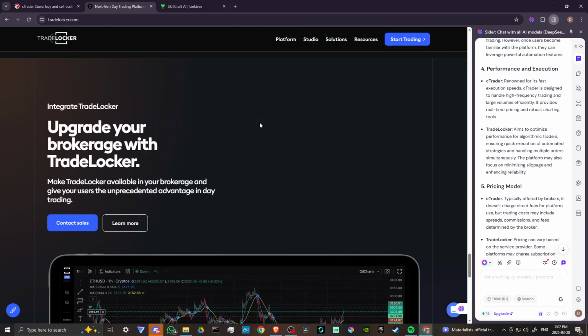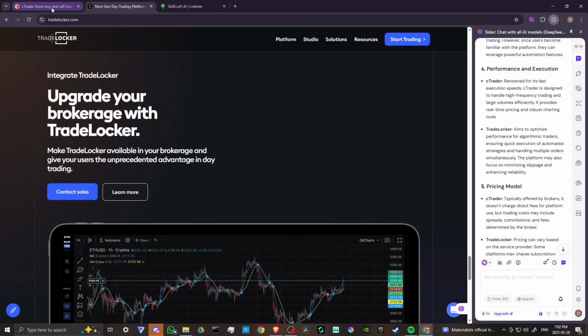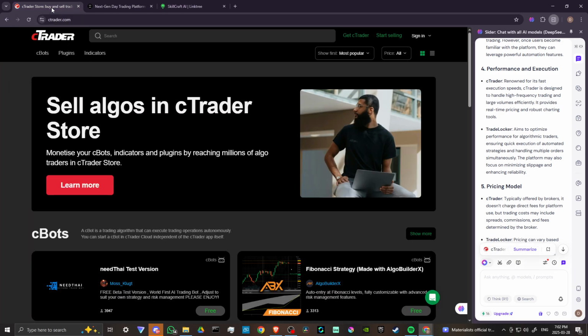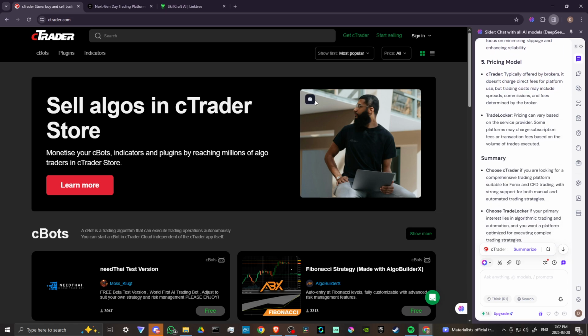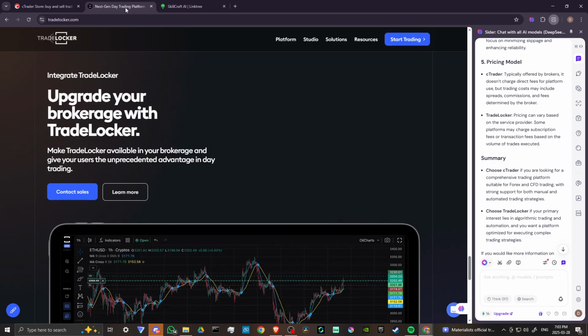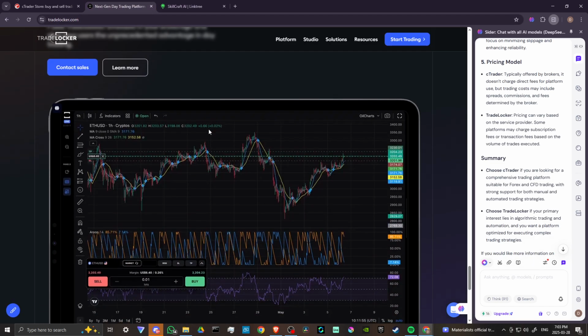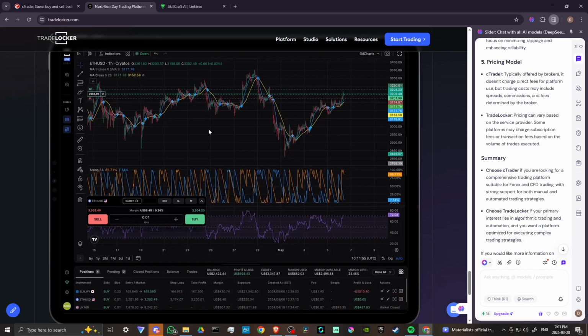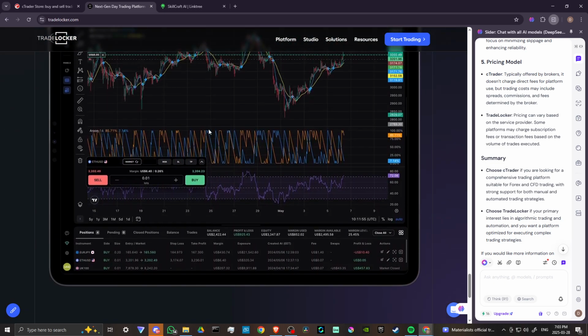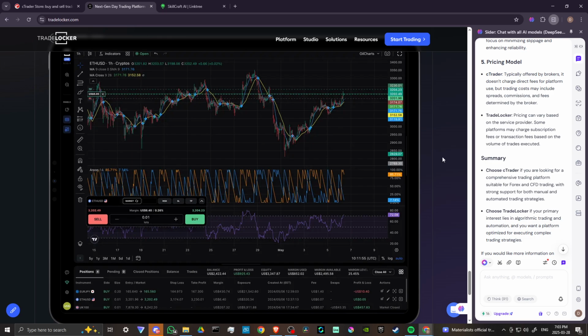For the pricing model, Ctrader, typically offered by brokers, doesn't charge direct fees for platform use, but trading costs may include spreads, commissions, and fees determined by the broker. For Tradelocker, the pricing can vary based on the service provider. Some platforms may charge subscription fees or transaction fees based on the volume of trades executed.